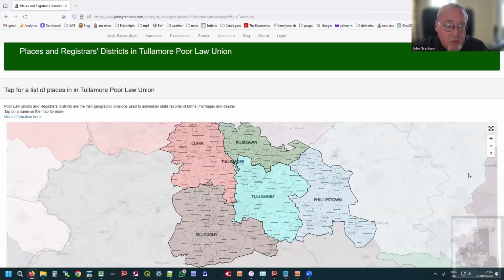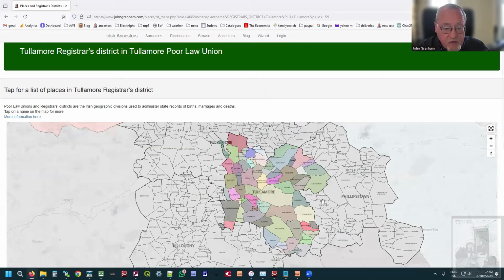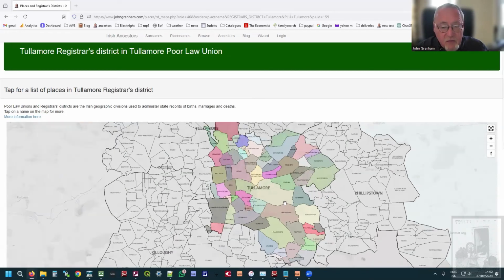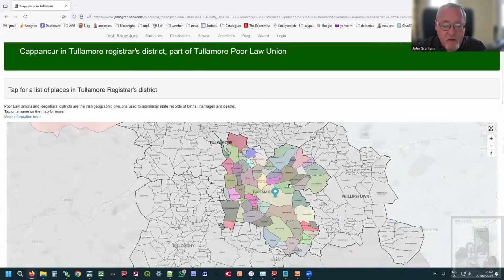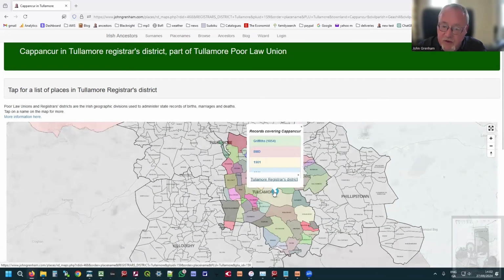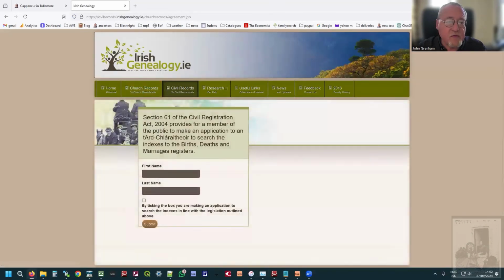One of the things about the poor law unions on the site is that you get a list of all the places. You can also go in to the registrar's district. You get the place. You can zoom in here. You can click on a place name. You can go from the place name to either the Griffith's, the births, marriages, and deaths, or the 1901, 1911 census returns. So, since we're talking about births, marriages, and deaths, let me show you this.